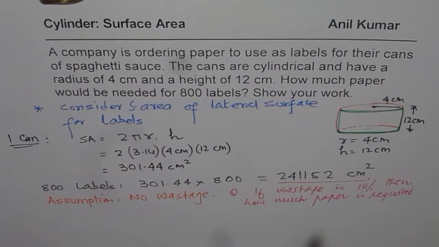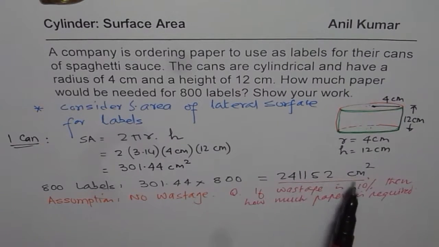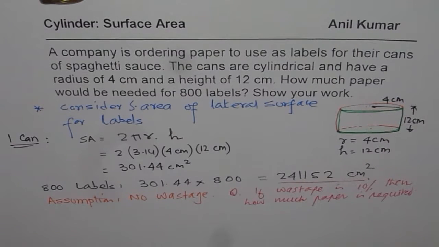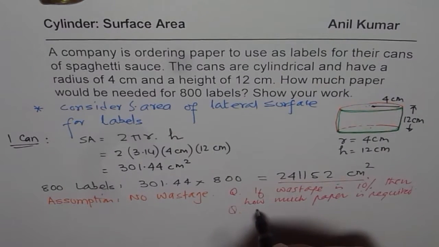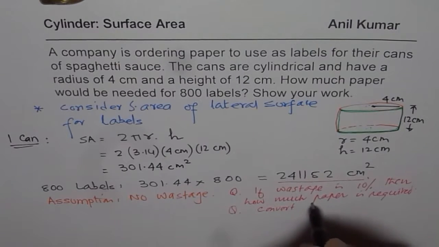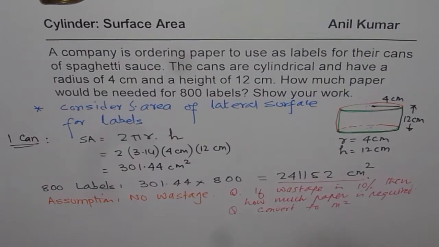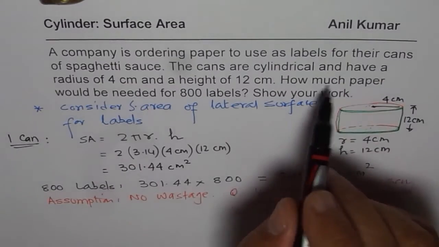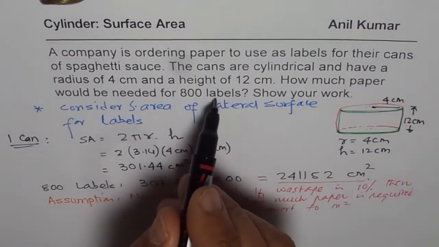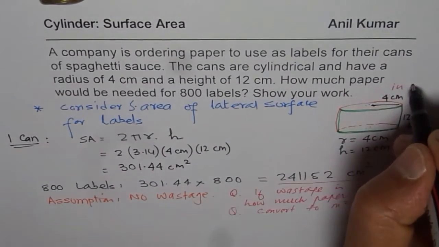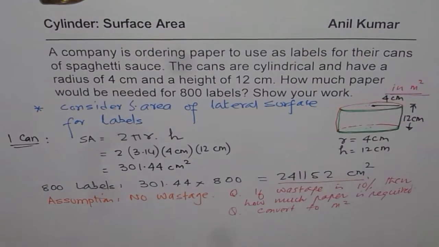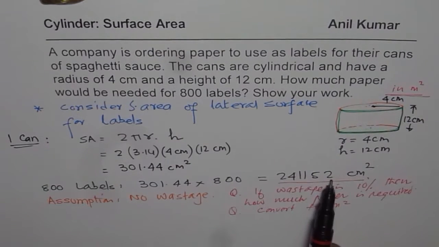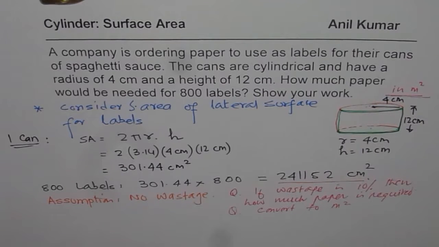Now the second question could be, convert this to meter squared. So the second question here is for you, convert to meter squared. Show your work. I'm saying how much paper would be needed for 800 labels in meter squared, right? So how will you convert this big number into meter squared? That is what you have to think about, and then let me know if you get the answer. Thank you and all the best.